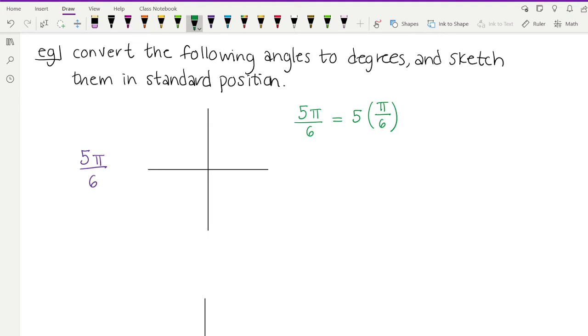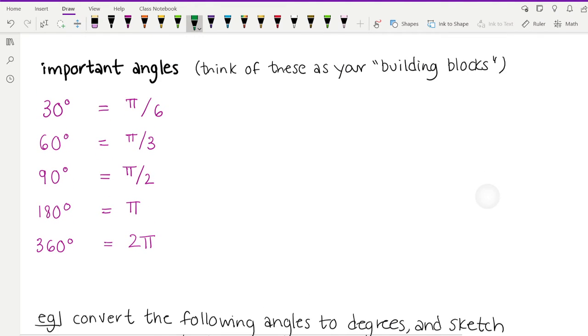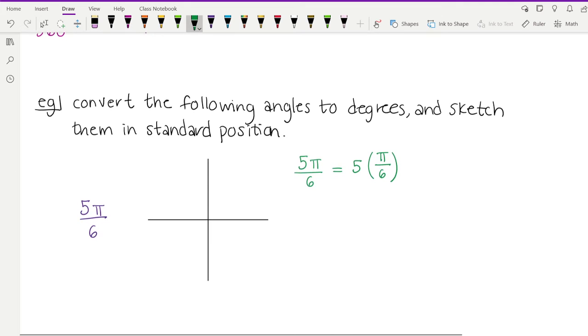So why is that a useful way of reading it? Well, we know what pi over 6 is, right? We know that pi over 6 is 30 degrees, and that's why it's so important to know these building blocks. So because pi over 6 is 30, that means that 5 pi over 6 is just going to be 5 times 30. And what is 5 times 30? That's 150 degrees.